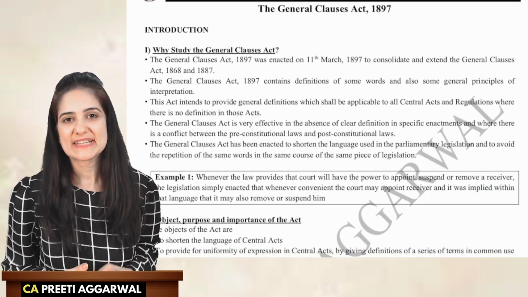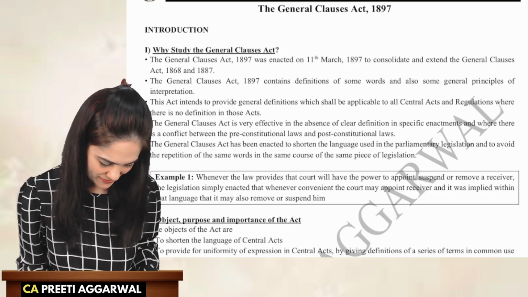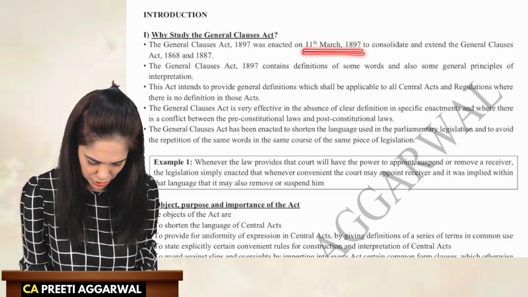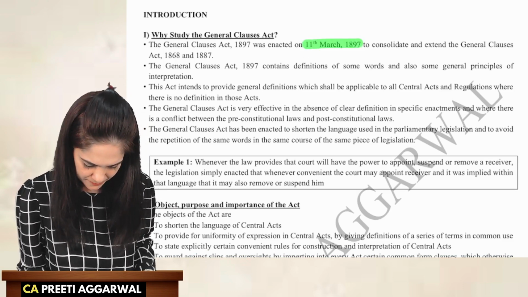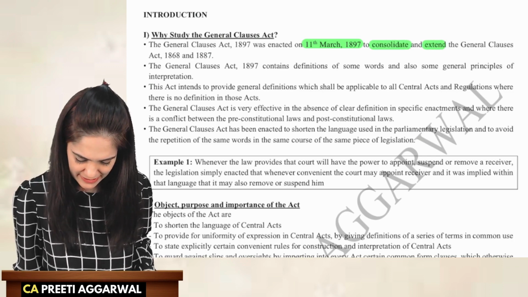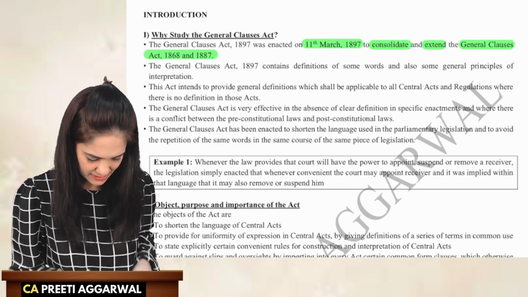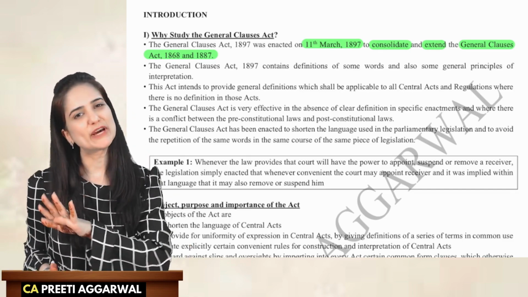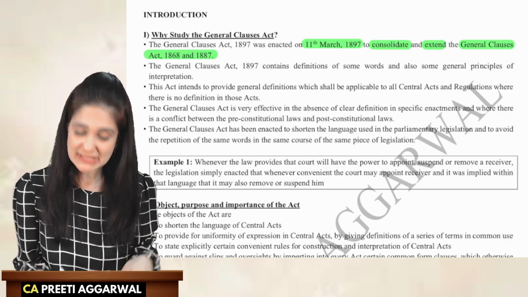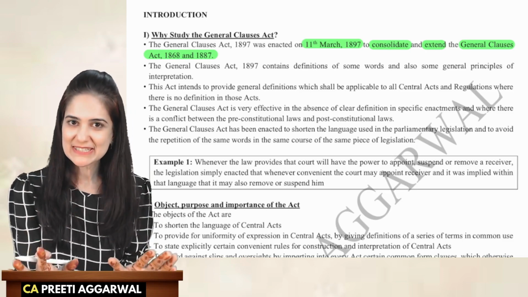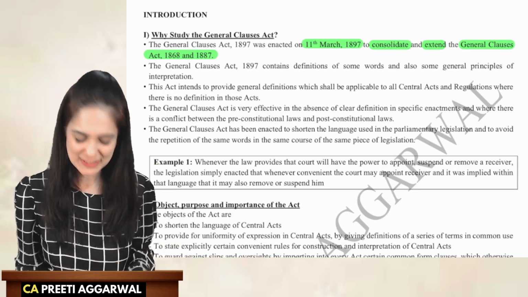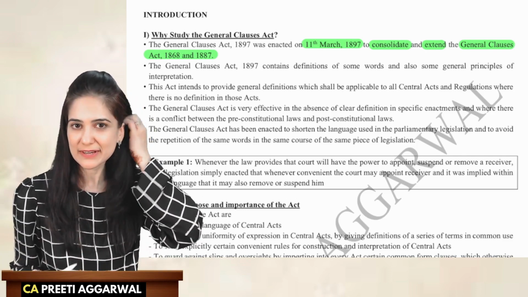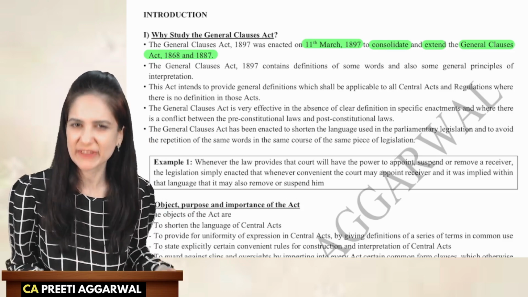The General Clauses Act 1897. The General Clauses Act was enacted on 11th March 1897 to consolidate and to extend the General Clauses Act 1868 and 1887. You will find that we have covered everything in those handwritten notes. Why am I still reading it? Just to give you confidence that the handwritten notes are sufficient. And also, we should be in a position to read the print so that we can learn it. But I'm sure after reading those handwritten notes, this will become very easy.